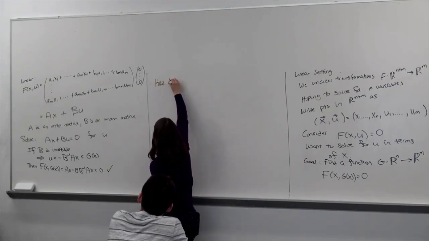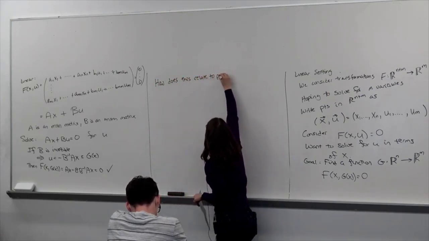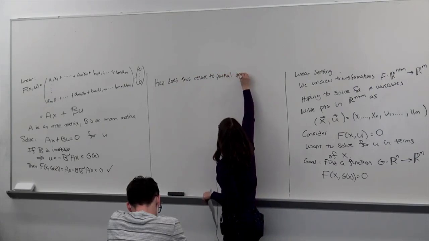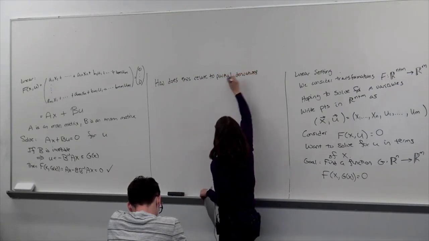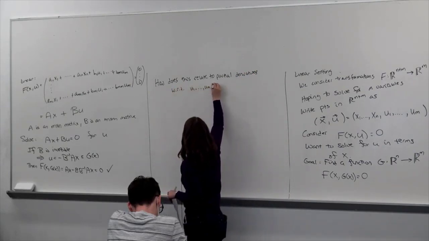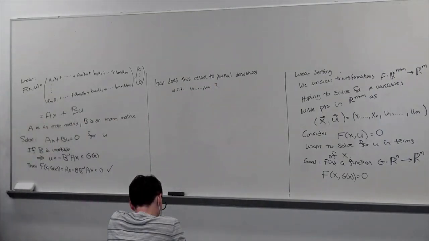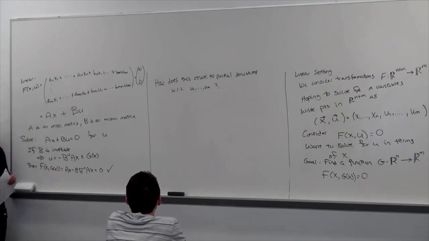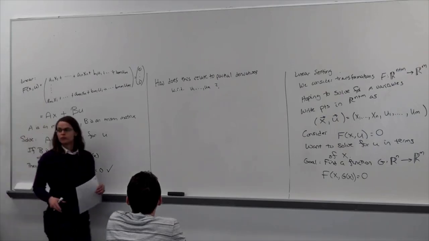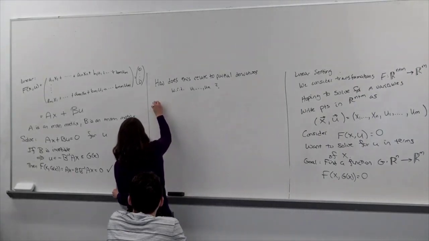Okay, so how does this relate to the partial derivatives with respect to all these u's? Because we suspect that's what's important. Let me write down all the partial derivatives of f. I'll write down my big Jacobian matrix here. So the Jacobian of f in general.